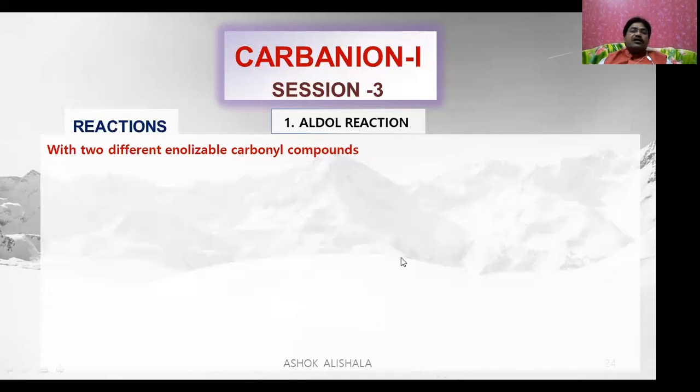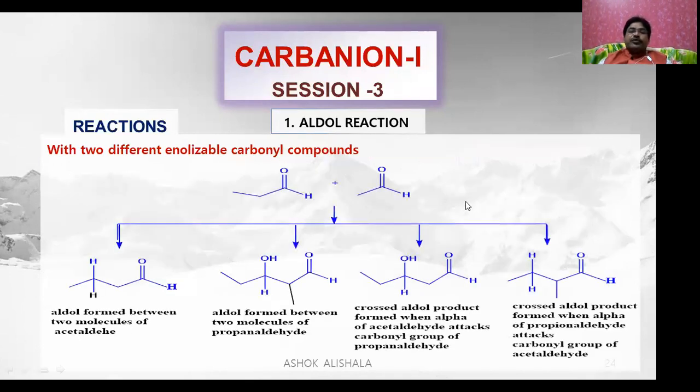as shown in this slide. And you see, this is the propanaldehyde, and this is the acetaldehyde. This aldol is formed between the two molecules of acetaldehyde, and this is formed between the two molecules of propanaldehyde. This crossed aldol product is formed when the alpha hydrogen of acetaldehyde attacks the carbonyl group of propanaldehyde. This is also a crossed aldol product, formed when the alpha carbon of propanaldehyde attacks the carbonyl group of acetaldehyde.